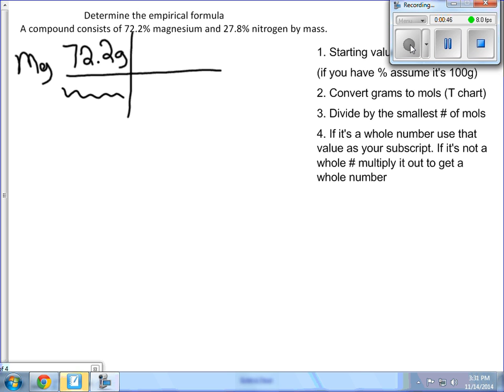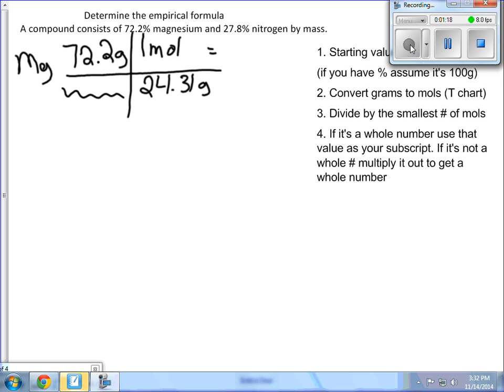So this is going back to chapter 3. You can refer back to chapter 3 worksheets and notes if you need to. So to convert grams to moles, we have to use the periodic table. And since we're using magnesium, if we look on the periodic table, magnesium is 24.31 grams per mole. So we have grams up here. We need to have grams in the bottom. So 24.31 grams is equal to 1 mole.